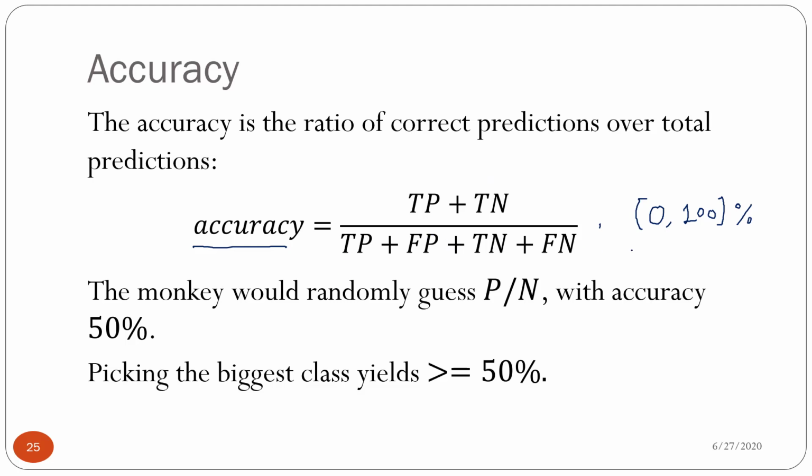And when will we have this 100%? Well, that will happen in the case when you were lucky and all the positive samples were correctly classified as positive, and similarly all the negative samples were correctly classified as negative. In that case, the false positive would be 0, and similarly false negative would be 0, and it will be 100%.